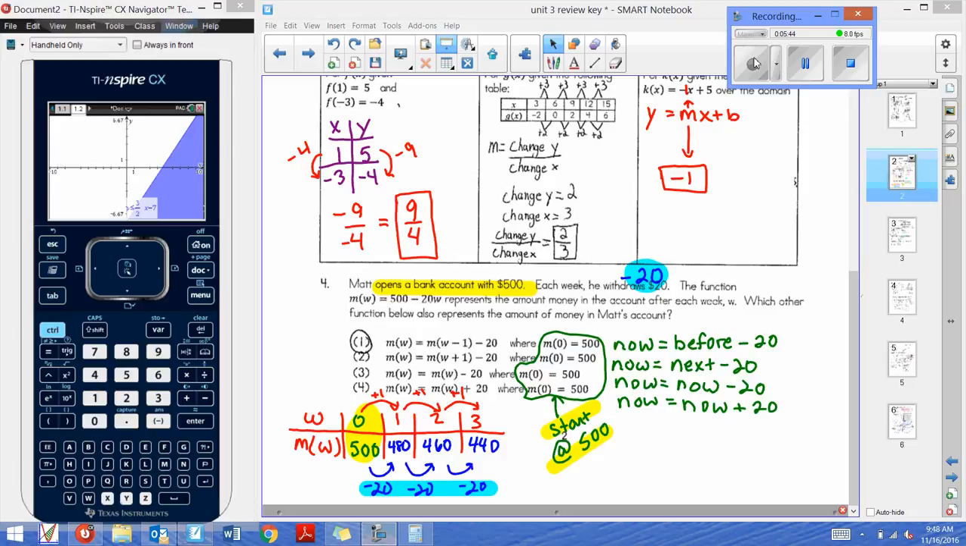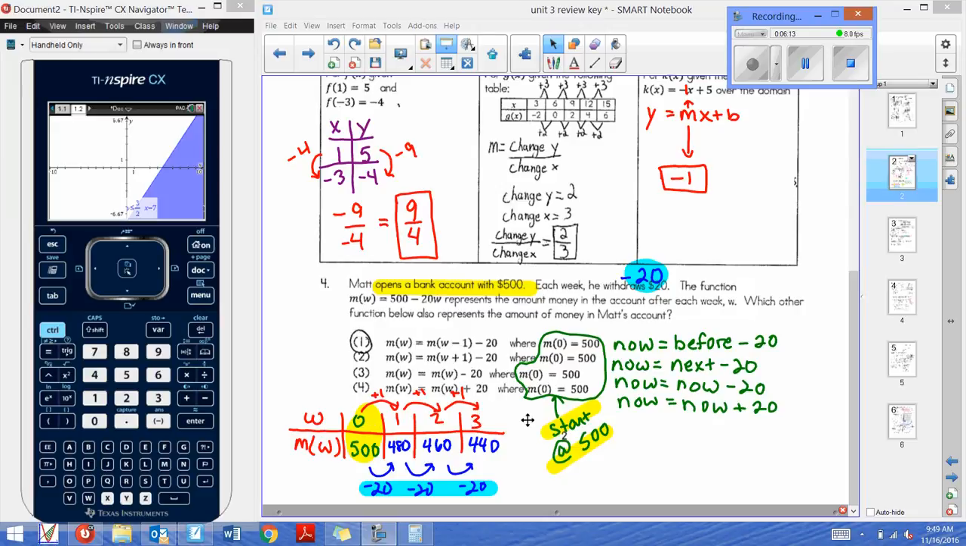For number 4, I should see a table and I should see now, before, next rules for every single piece, 1, 2, 3, and 4. So I first set up my table. He opens the account, so initially there's my 0, there's my y-intercept of 500, and every single week he is taking out $20. So I modeled the first 3 weeks, including the initial amount.